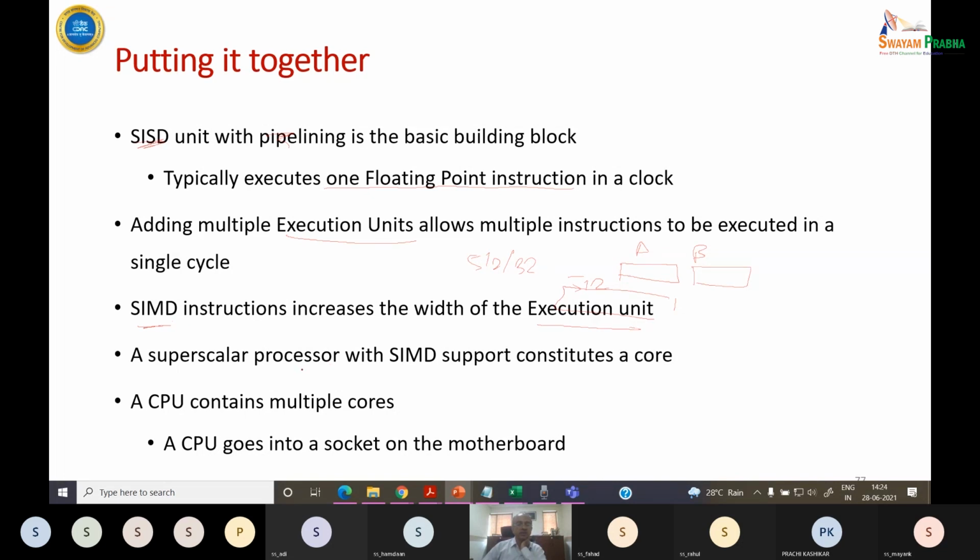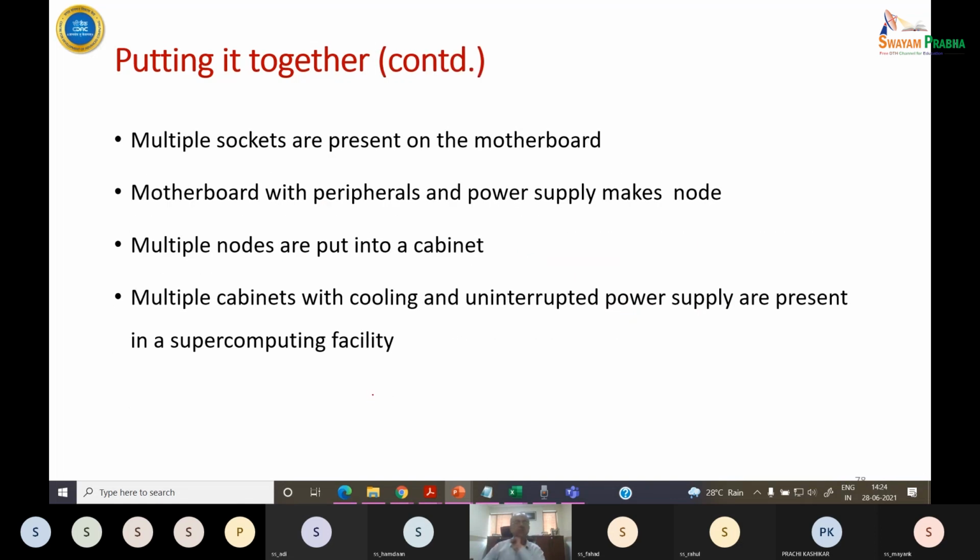Then a superscalar processor with SIMD support is the core, as I showed you. A CPU contains multiple cores. One CPU goes into one socket, multiple sockets into one motherboard, two in our case. I showed you peripheral power supply that you can make redundant. That makes a node, typically 2U height. 42U cabinet. So many number of nodes, you have to worry about heat and power, how many you put in there. So multiple cabinets, cooling, UPS put together, then storage, that diagram that I showed you, storage, management node, then the gateway, all of that put together makes a facility. Okay? So that's how you build a supercomputer.